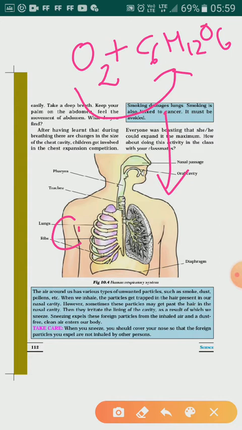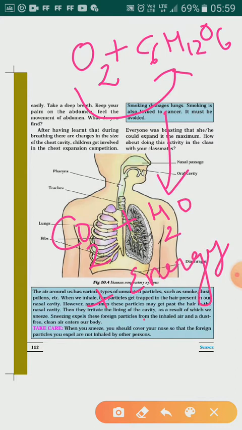A lot of energy, plus carbon dioxide which we exhale out, plus some water vapors are also there, and a lot of energy is released, and the unit of energy or the energy currency is ATP. The energy is released in ATP form. So many ATPs are produced, a lot of energy is produced. So this is the equation for respiration.